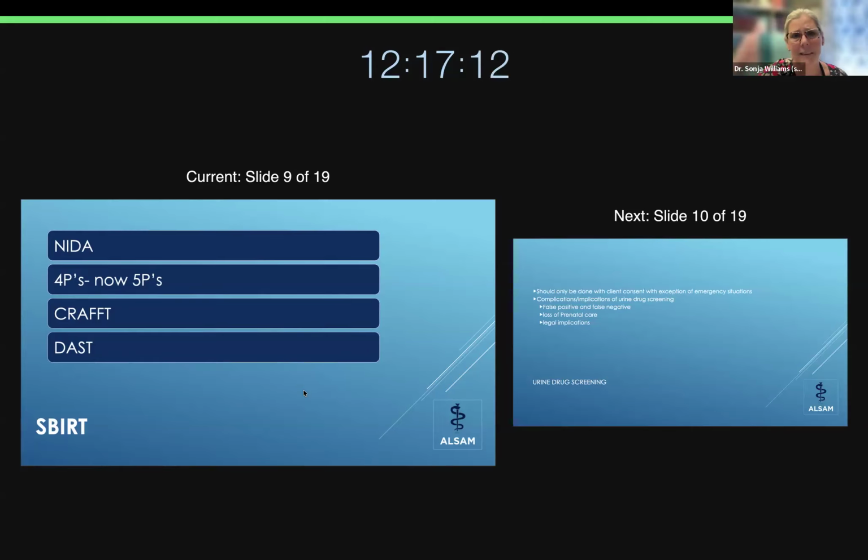The DAST is a very long questionnaire. It's a great questionnaire, but again, a very long questionnaire that goes through a lot of different substances. It has its place. It's a great one, but again, it's a little more challenging for a quick screening of your patient who comes in off the street.